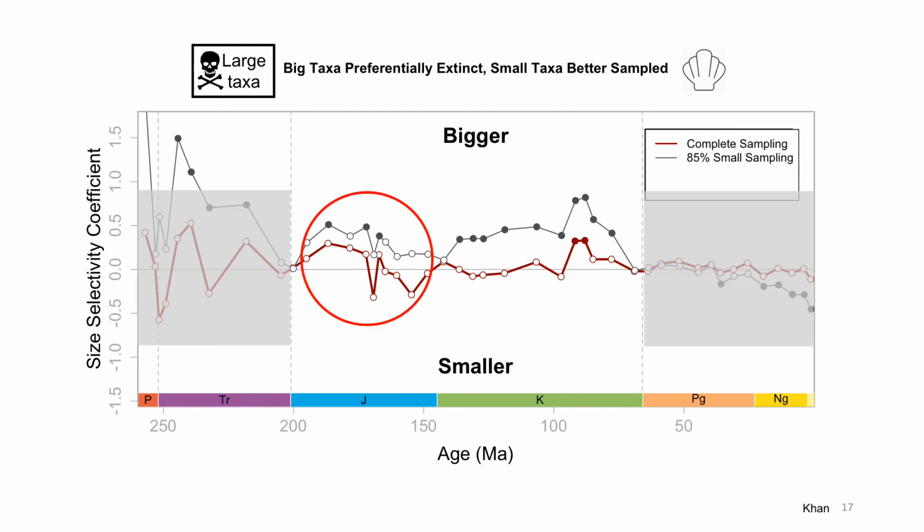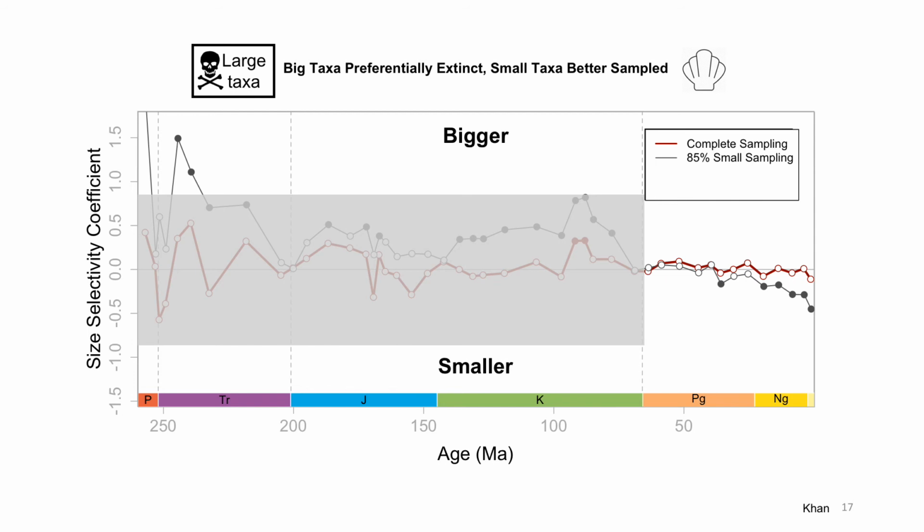In fact, we also see instances where the complete record indicates smaller taxa being more at risk, but the degraded record suggests otherwise. In the complete Cretaceous record, there are only 2 instances where big taxa are significantly at risk of extinction. However, as our degraded record samples big taxa very poorly, coefficients suggest that big taxa are significantly at risk many more times.